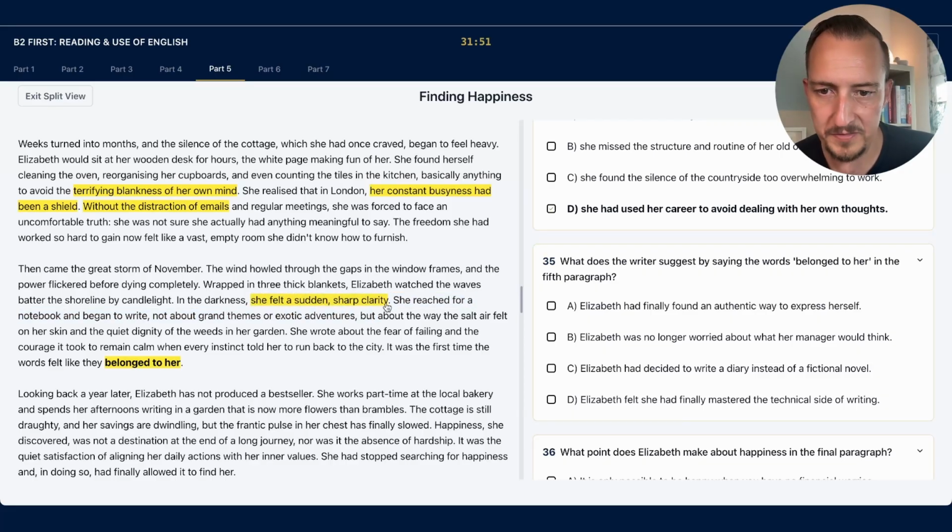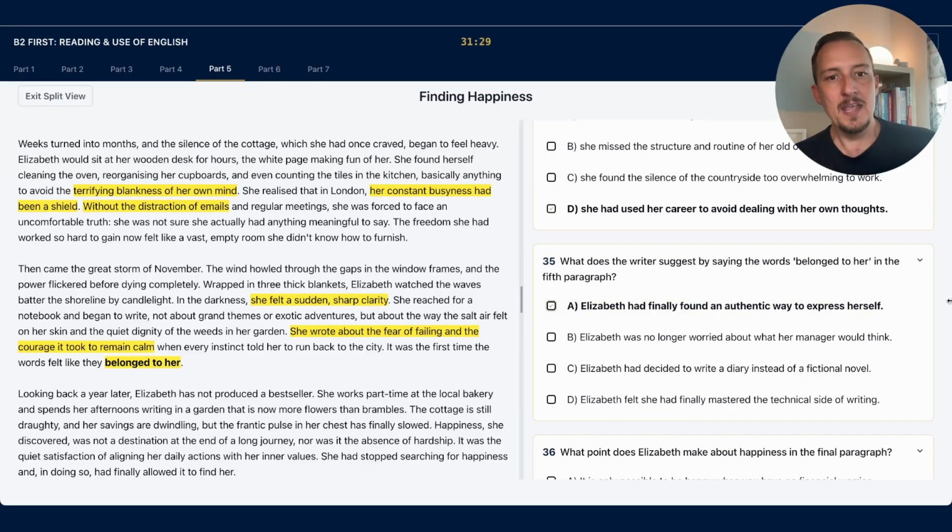Okay, so all of a sudden, she knows what to write. She reached for a notebook, began to write. She wrote about the fear of failing and the courage it took to remain calm. It was the first time the words felt like they belonged to her. Okay, correct answer A. Had finally found an authentic way to express herself.